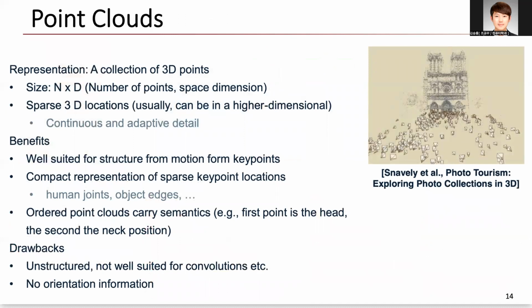The first 3D representation is the point cloud. The point cloud is one of the popularly used representations in the traditional 3D computer vision field. In this representation, we want to represent the 3D as a collection of 3D points, for example a set of x, y, z.